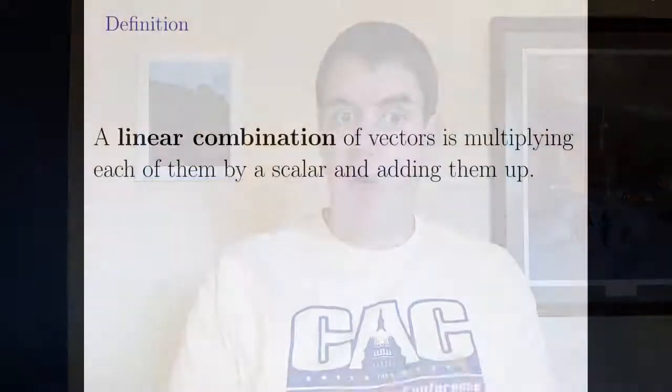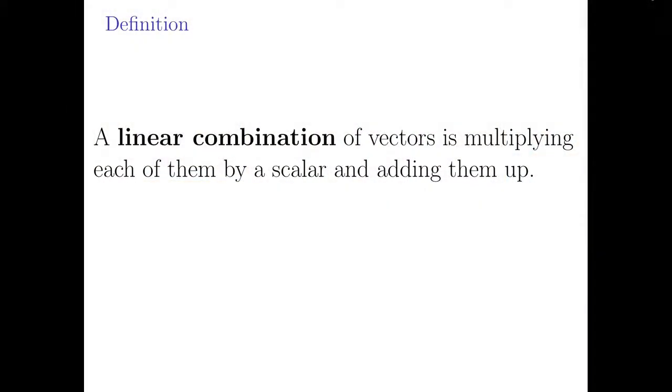And I want to introduce a concept now, which is called a linear combination. And this is going to turn out to be a very key concept for us. So a linear combination of vectors is essentially multiplying each of them by a scalar, which could be 0, and then adding them up. And any vector that you can get in that way is a linear combination of the vectors that you started with.